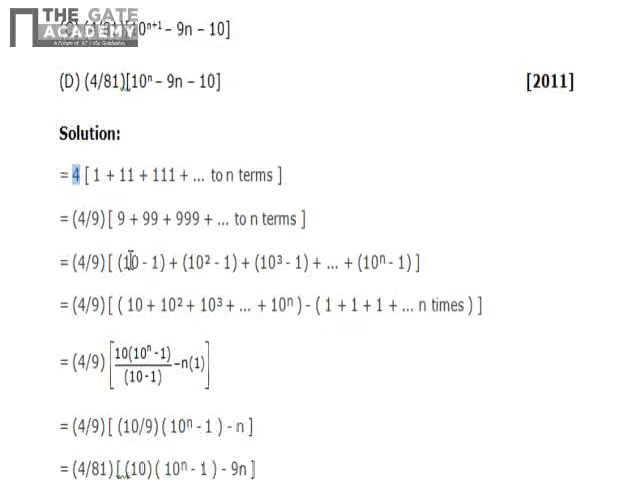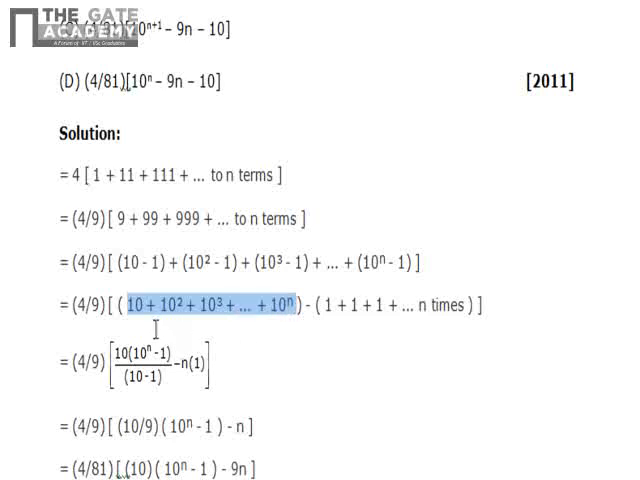So we'll have to take the first term out of every bracket. So we'll get 10 plus 10 square plus 10 cube plus up to 10 raised to n, and minus 1 from each bracket. That is minus common, 1 plus 1 plus 1 plus up to n times.